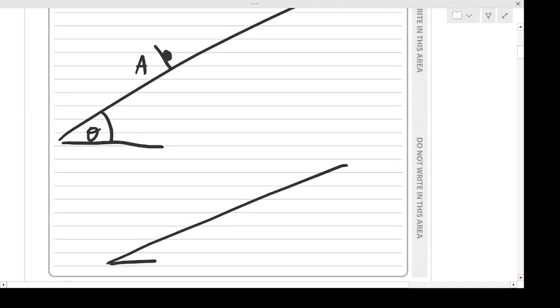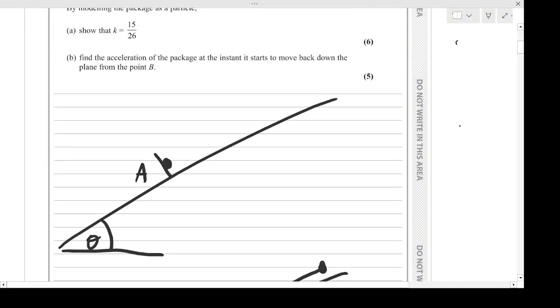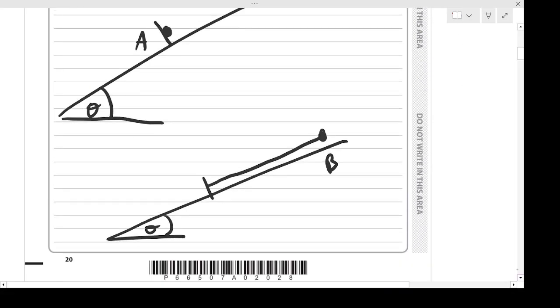down here, then it's going to reach the point B. So the particle is going to go up the ramp like that, then it's going to reach a point B. What I have here is a before and after diagram. It starts at the point A, which is my before diagram, and then at the end, afterwards, it reaches point B.